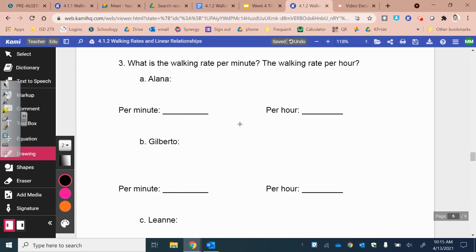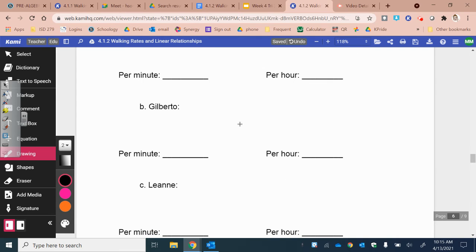Finally, here they're asking what's the walking rate per minute and the walking rate per hour. Let's take a look again at Gilberto. Remember that he's walking 2 meters per second. So we have 2 meters times 60 seconds in a minute, which should get us to 120. So his rate is 120 meters per minute.